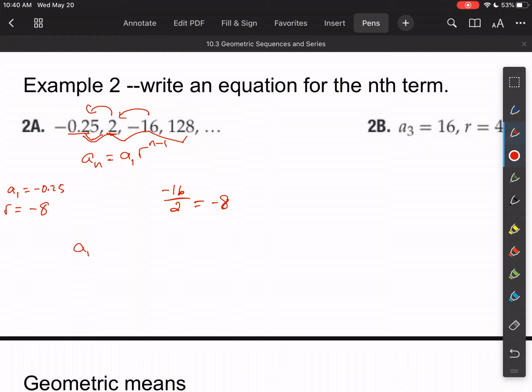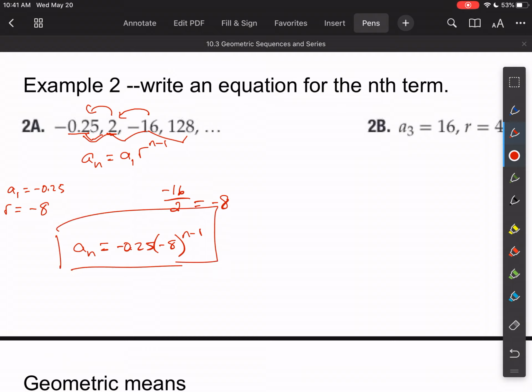I can plug in what I need to do now. So I plug in the a sub 1, I get negative 0.25. Plug in that r, which is negative 8. Raise that to the n minus 1. Since I don't know what n is, that's as far as I can simplify this. I am done. Okay, so that is the nth term equation. If I wanted to know, say, the 20th term, I would just simply plug a 20 in for n, and I would know what it is.